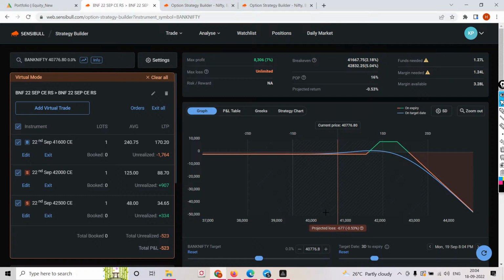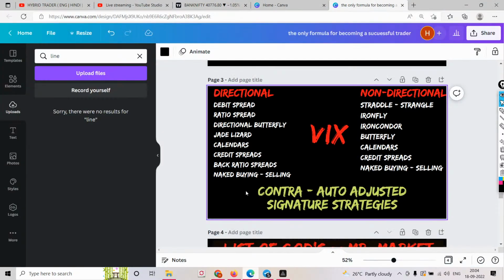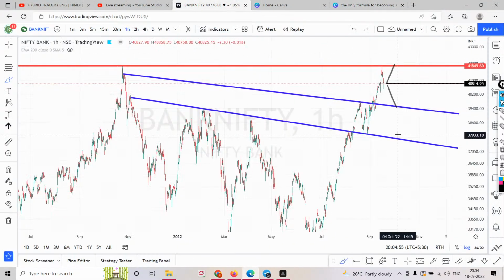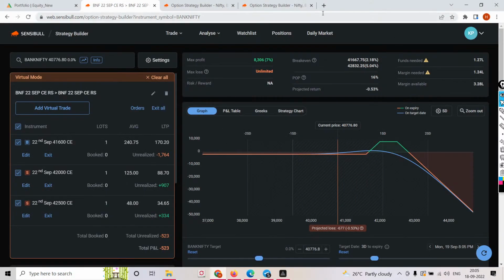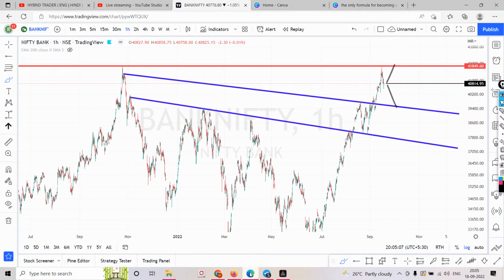Okay. See, do you want me to again show in Sensibull? I think that would not work. Basically, what I can show you is on the chart. Let me take you to the chart. There is a very good contra trade. If you want me to show you in Sensibull, that would not work actually, so I'll try to explain you the logic.